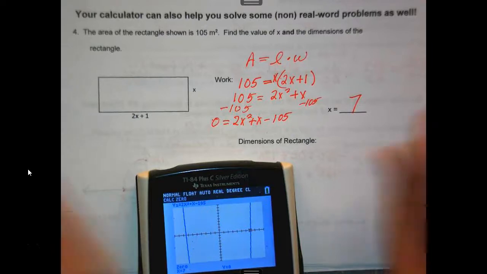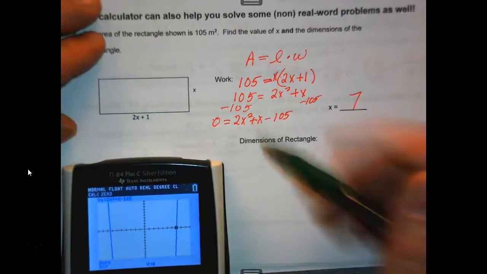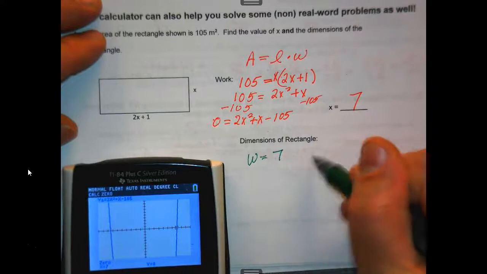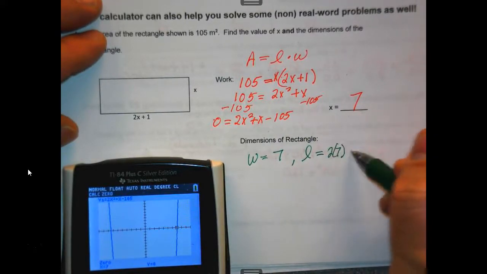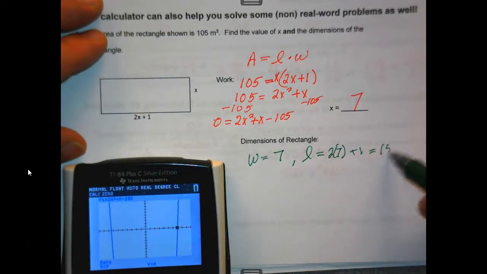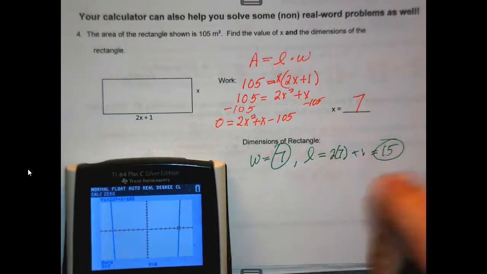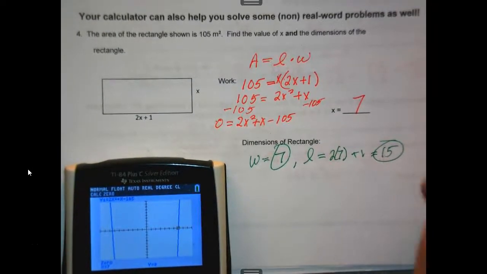What are my dimensions? Well, width equals 7. Length equals 2 times 7 plus 1, which is 15. Wasn't that fun? Any questions?